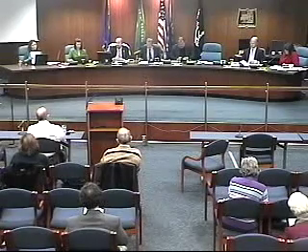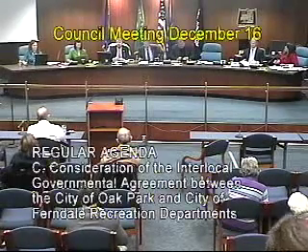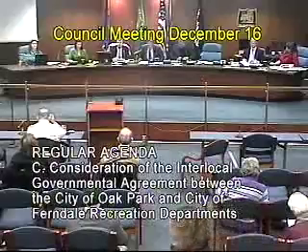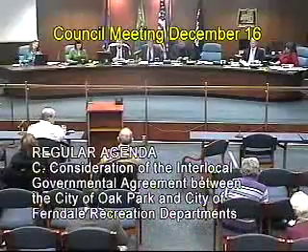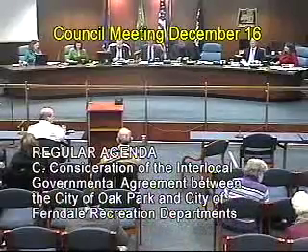And our last item this evening, item C, is a consideration of the interlocal governmental agreement between the City of Oak Park and the City of Ferndale Recreation Departments.